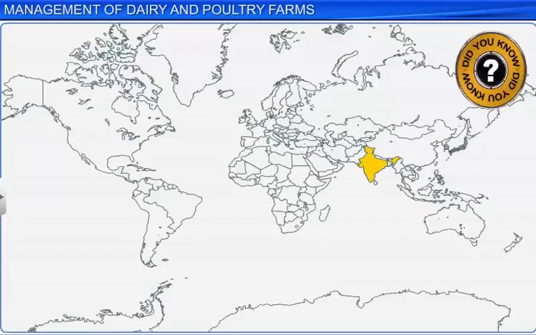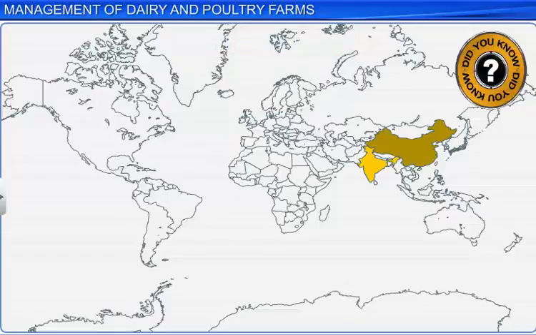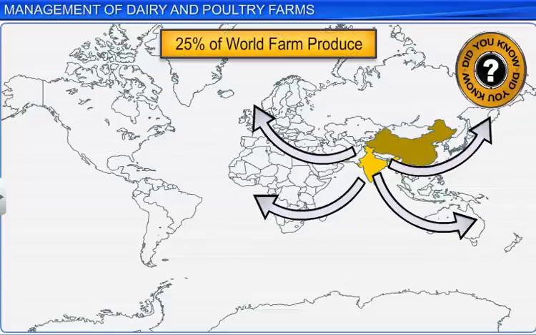Did you know that India and China together contribute more than 70% to the livestock population in the world? However, as the productivity is very low, their contribution to the world farm produce is a mere 25%.